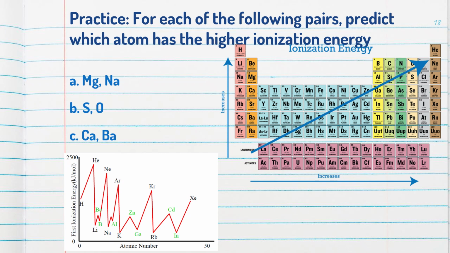So let's put the following pairs in order from highest ionization energy to lowest. Magnesium and sodium: we know that ionization energy increases across the period, so magnesium is going to have a higher ionization energy than sodium. I'm going to give you a second to do the last two, and then we'll come back and discuss them. If we look at oxygen and sulfur, oxygen is going to have the higher ionization energy because it is on top of sulfur, and ionization energy increases from the bottom to the top. And then calcium and barium: calcium is going to be biggest because it is higher in the group than barium is.